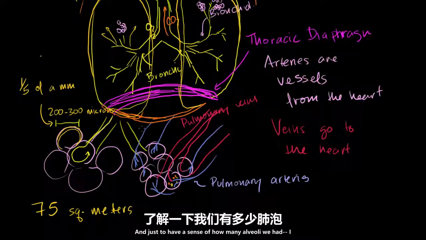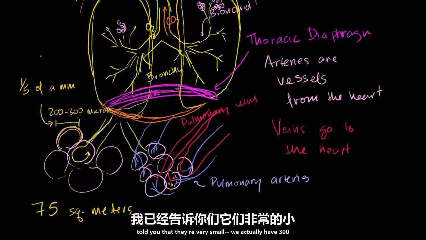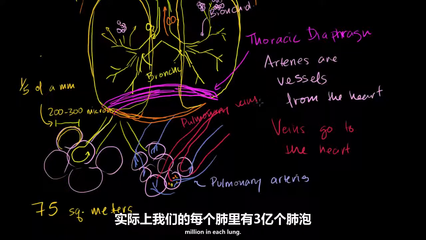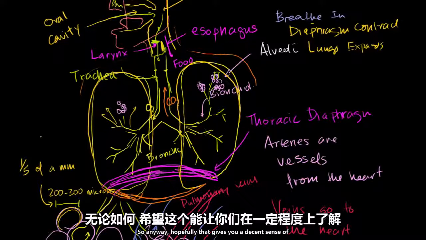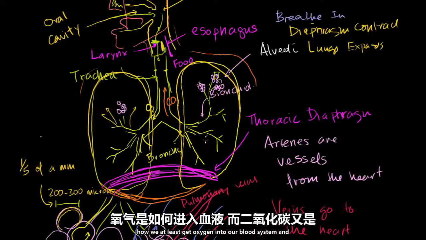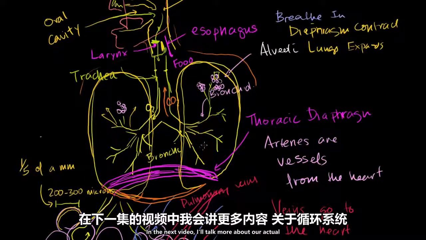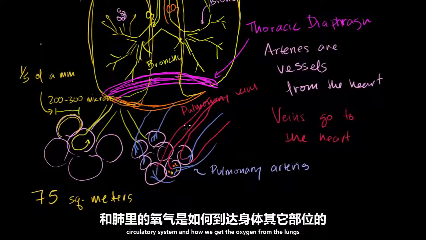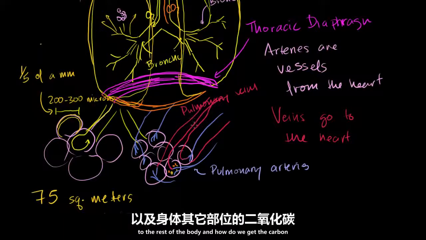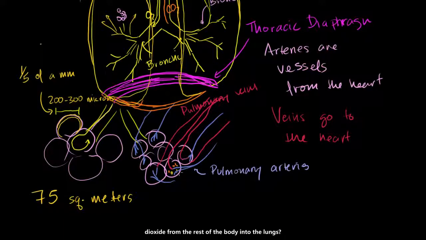And just to have a sense of how many alveoli we have, I told you that they're very small. We actually have 300 million in each lung. So anyway, hopefully that gives you a decent sense of how we at least get air or oxygen into our blood system and carbon dioxide out of it. In the next video, I'll talk more about our actual circulatory system and how we get the oxygen from the lungs to the rest of the body, and how we get the carbon dioxide from the rest of the body into the lungs.